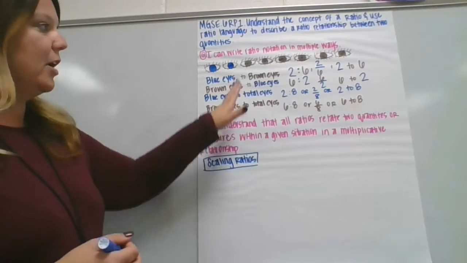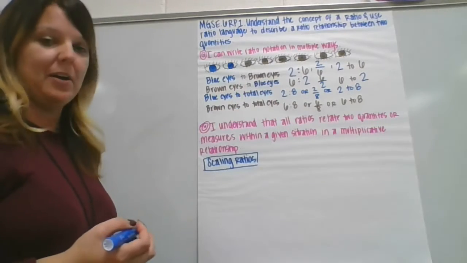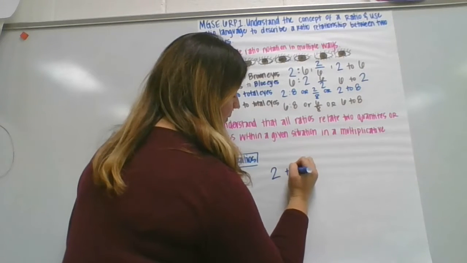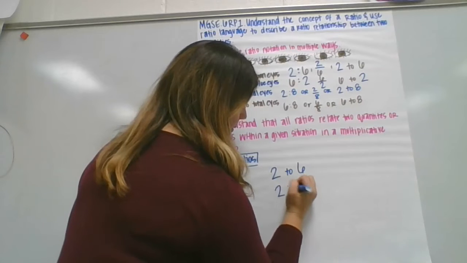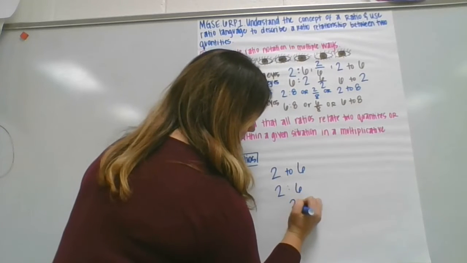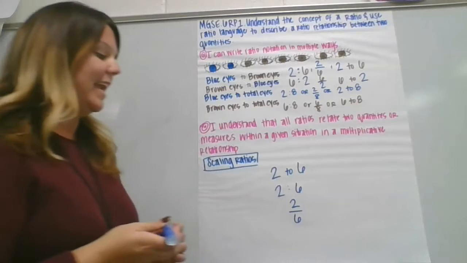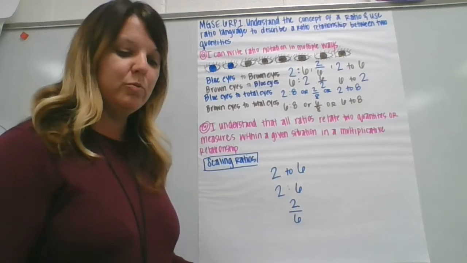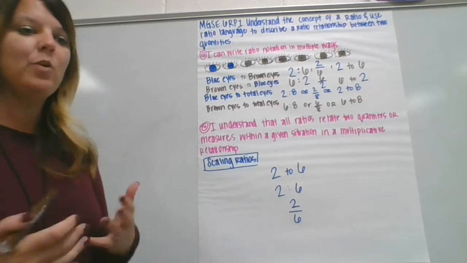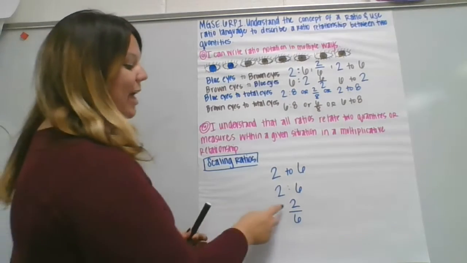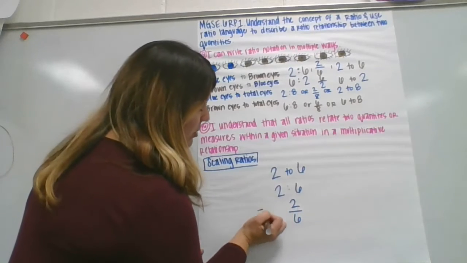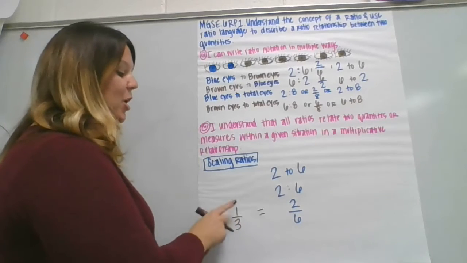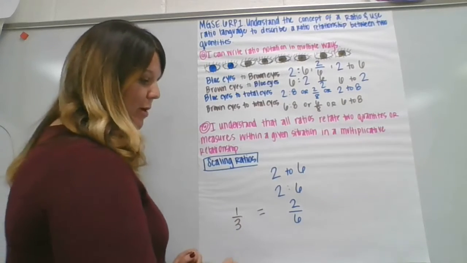So if I have the ratio, let's just use the ratio of blue eyes to brown eyes, 2 to 6. The easiest way to show you how this can be scaled is to write it as equivalent fractions. Basically, you are making equivalent fractions. So you can tell me that 2/6 is equal to 1/3, which means that out of 3 eyes, 1 would be blue and 3 would be brown.